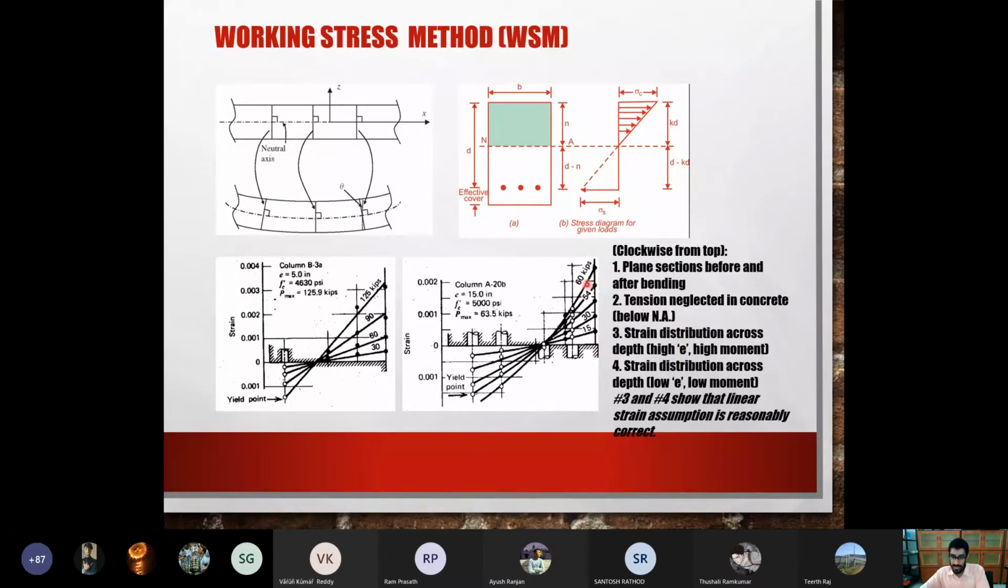So what I basically want to show from these two diagrams is that even in the case where there is a lot of eccentricity, even though it is slightly curved, even if you assume this curve as a straight line instead of a curve, you will not get too much of an error. So these two pictures show that the linear strain assumption is reasonably correct, because it appears almost linear, whether it is low eccentricity or high eccentricity.